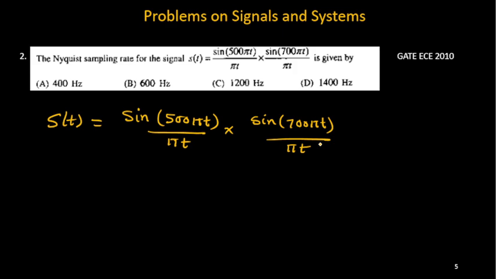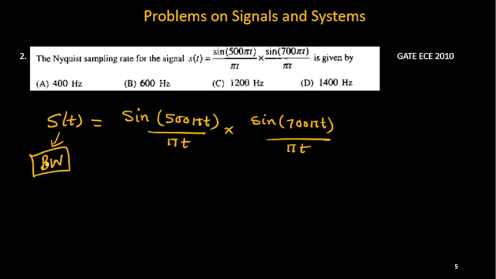That's simple. Now to get the idea of this s(t), we need to understand the bandwidth of this signal. If I can find out the bandwidth of this s(t), then the job is done. If it is B Hertz, then the sampling rate will be 2B Hertz. That's all. So how to find the bandwidth of this signal?